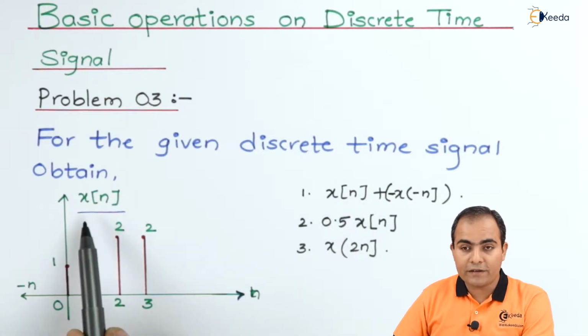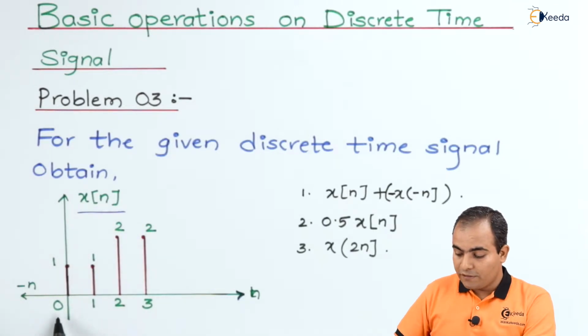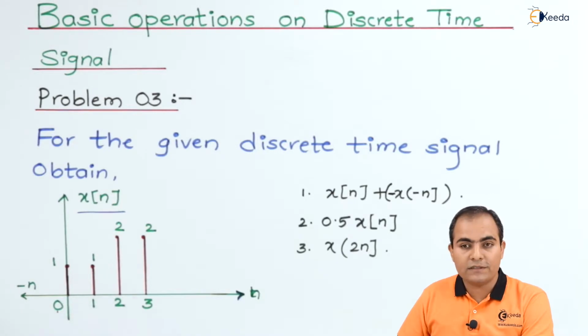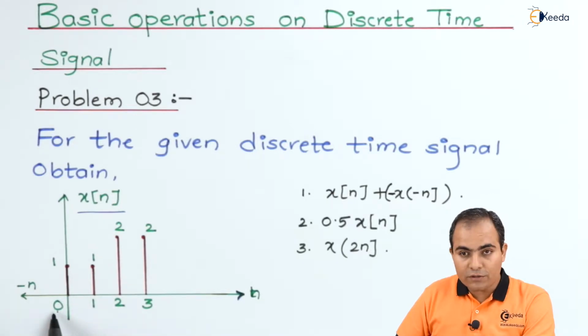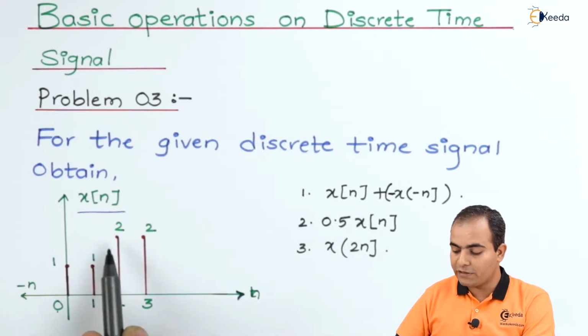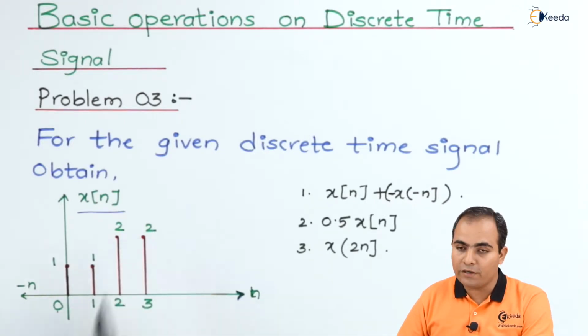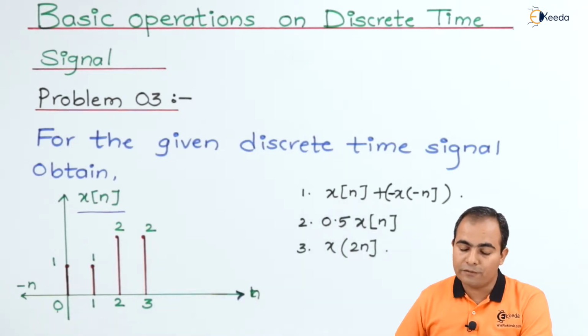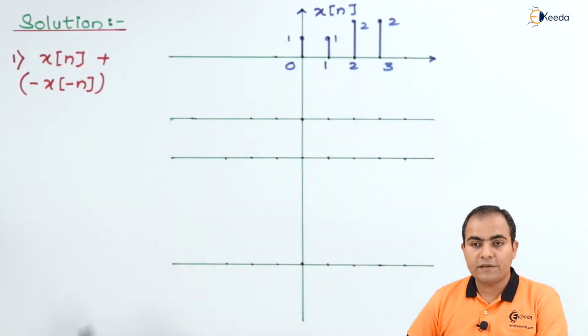But first of all, look at what is given in x of n. Well, x of n is the discrete time signal, that's why you will get amplitude only at a particular instant of time, and in between any two instants amplitude is always 0. Now at instant 0 amplitude is 1, at 1 it is 1, and at 2 and 3 the samples have amplitude 2 and 2. So now we'll find the solution of part 1. So this is our x of n.